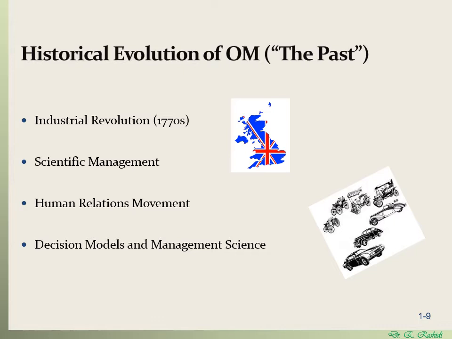Starting with the Industrial Revolution, which happened in 1770 in England, and then scientific management, the idea of thinking of management as a science that started decades ago and helped to shape operation management. Also, the impact of the human relations movement, and of decision models and management science, especially quantitative models, mathematics, statistics, and computers, on the evolution of operation management.